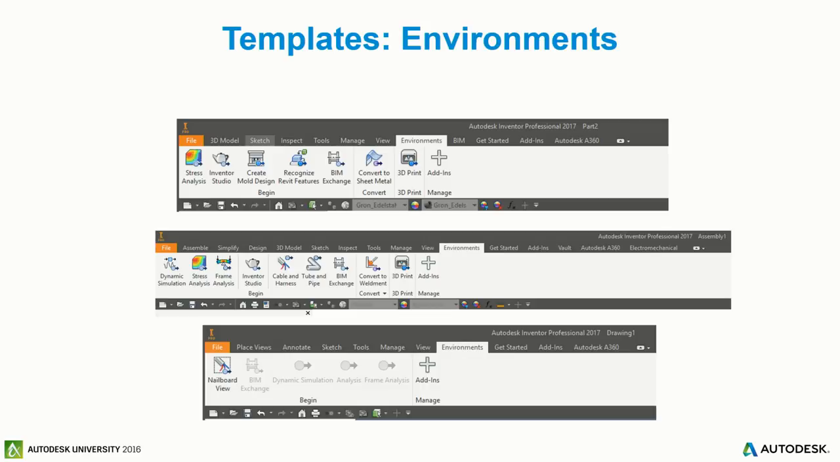So now we're going to talk a little bit about environments. I don't go into every detail of it, but I will give a couple examples in here. You have your stress analysis, Inventor Studio. How many people use Studio? It's gotten a lot better. I like it. I use it a lot for publications and for the marketing for where I've worked. You have your Create a Mold, Rivet, BIM Exchange. Convert to Sheet Metal is now in your part version. This is your assembly version, so there are differences between part, assembly, and IDW. I think a lot of people miss it. So this is where you'll do your convert.